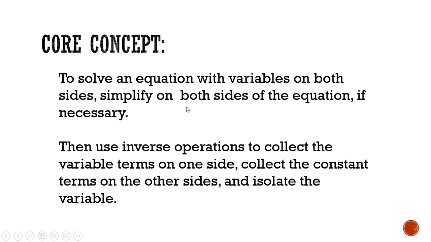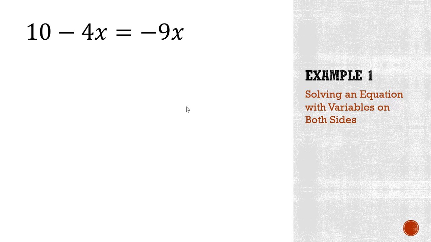So the core concept: to solve an equation with variables on both sides, simplify on both sides of the equation if necessary, and then use inverse operations to collect the variable on one side and collect the constant on the other. What we're going to be trying to do here is isolate that variable, getting that x in most cases by itself. You'll see it's going to be on both sides to start, and then we can solve from there. It doesn't matter which way you go about doing this.